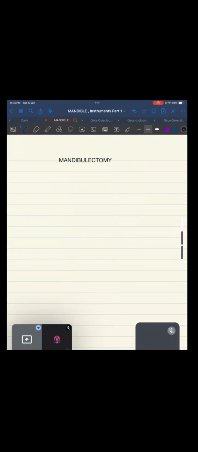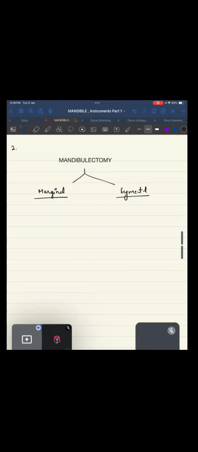Coming to this topic of mandible, you will have around 5 to 6 important questions that can be asked to you. The first thing will be mandibulectomy. Mandibulectomy can be of two types: the first is marginal, and the second one will be segmental. All these will be your viva questions as well as part of your OSCE questions.